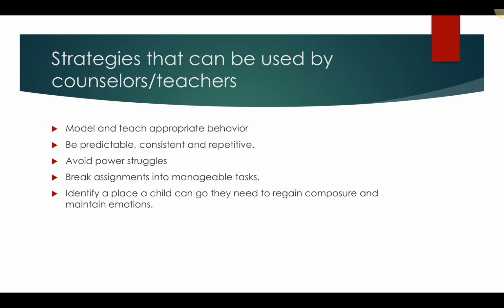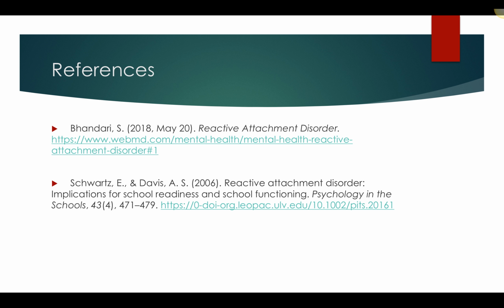Also, identify a place that the child can go when they need to regain composure and maintain emotions. Because they're unable to regulate their emotions, it's nice to have a safe place in the classroom where they can regather themselves and be able to refocus on the material in the classroom.